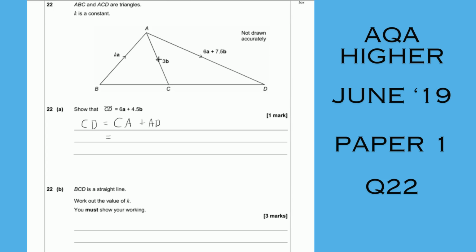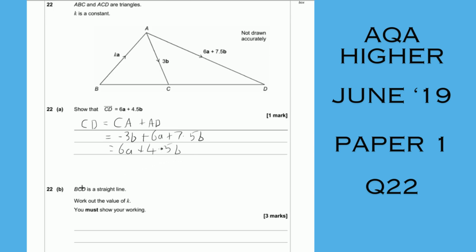C to A means against 3B. A to D means with it, so we can leave those signs alone. And when we simplify, bingo, we're getting what we were asked for. -3 plus 7.5 gives us the positive 4.5. Struggling with my electronic pen, but there we go, got there.